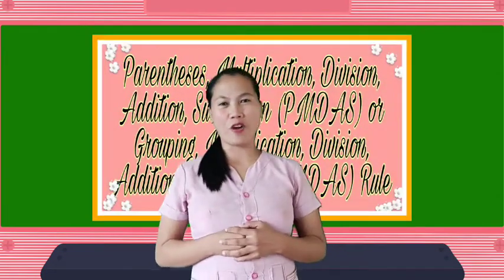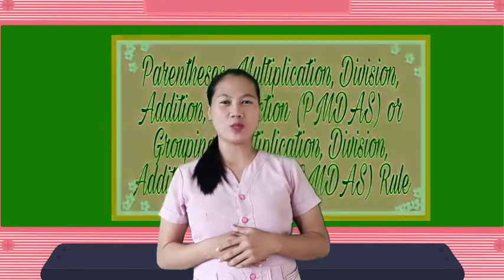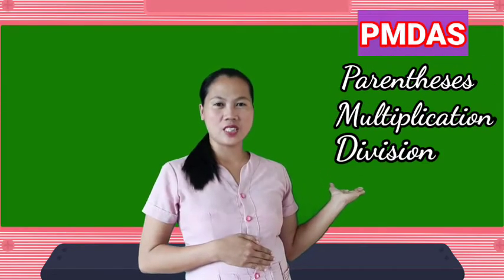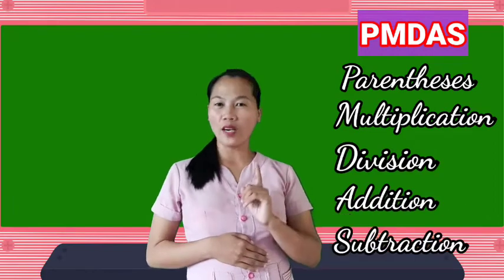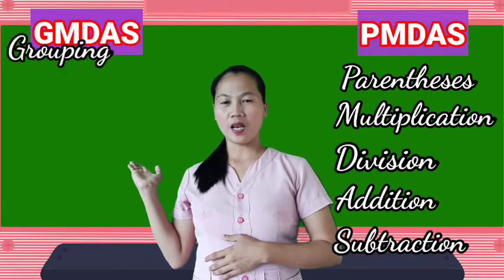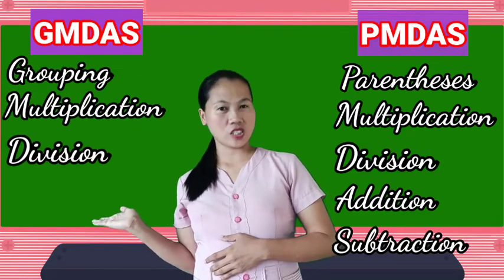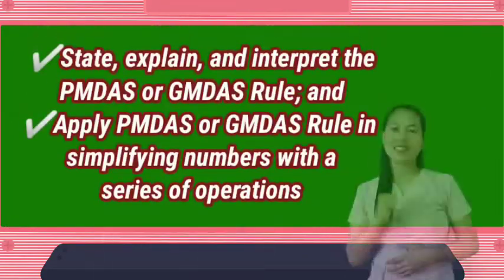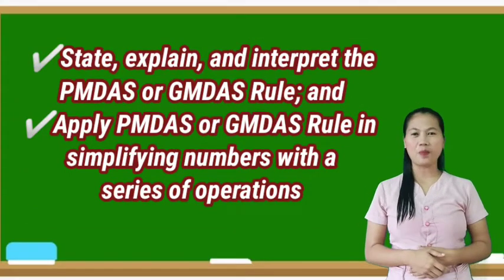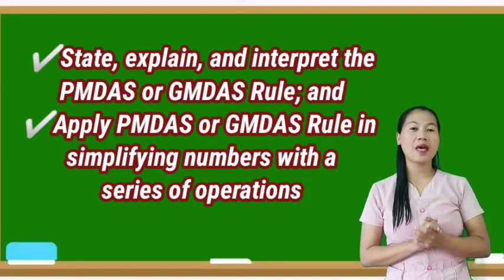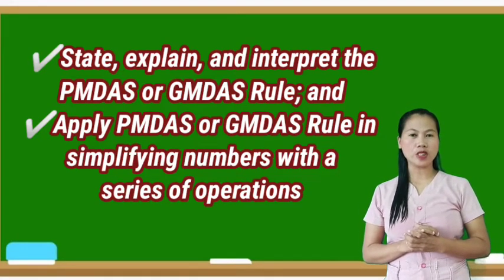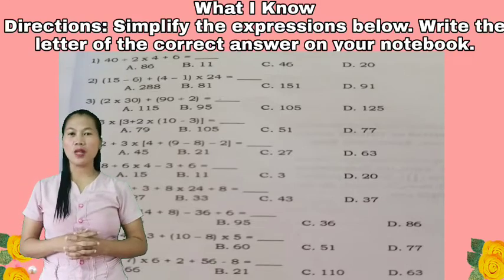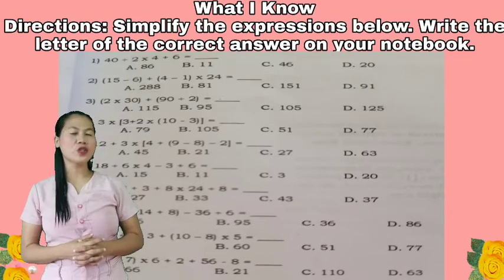Today, you are going to perform a series of more than 2 operations on whole numbers applying the PMDAS, parenthesis, multiplication, division, addition, subtraction, or GMDAS, grouping, multiplication, division, addition, subtraction rule. You are expected to state, explain, and interpret the PMDAS or GMDAS rule and apply it in simplifying numbers with a series of operations. Directions: simplify the expressions below. Write the letter of the correct answer on your notebook.